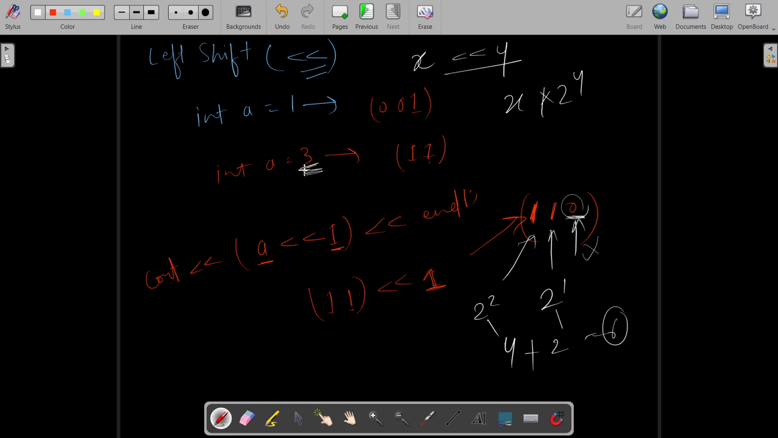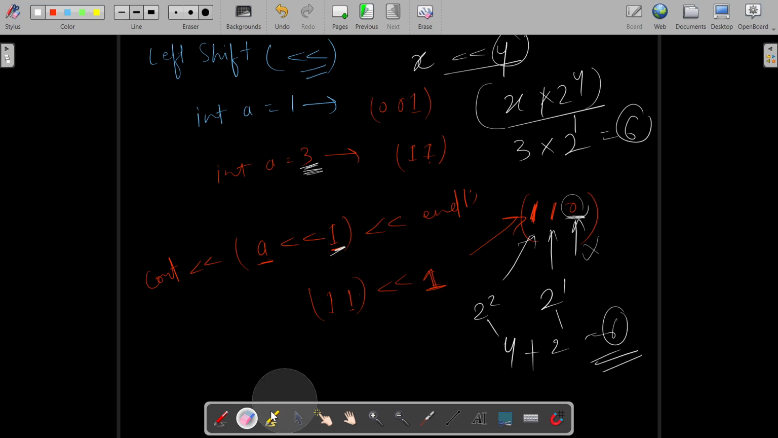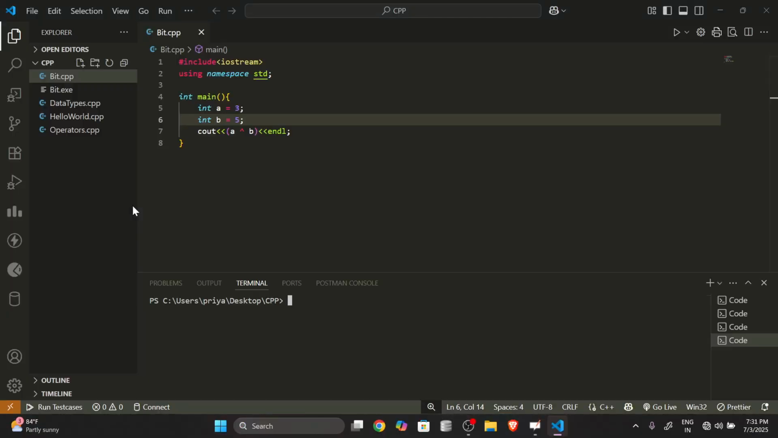So we had a number x as 3, and we are trying to left shift it by 1. So 2 raised to power 1, left shift it by y, right? So we can write it this way. 3 into 2 raised to power 1 will be 6. So this is how we get the bitwise left shift as 6. Now let me take you to the screen and let's see whether we are correct or not.